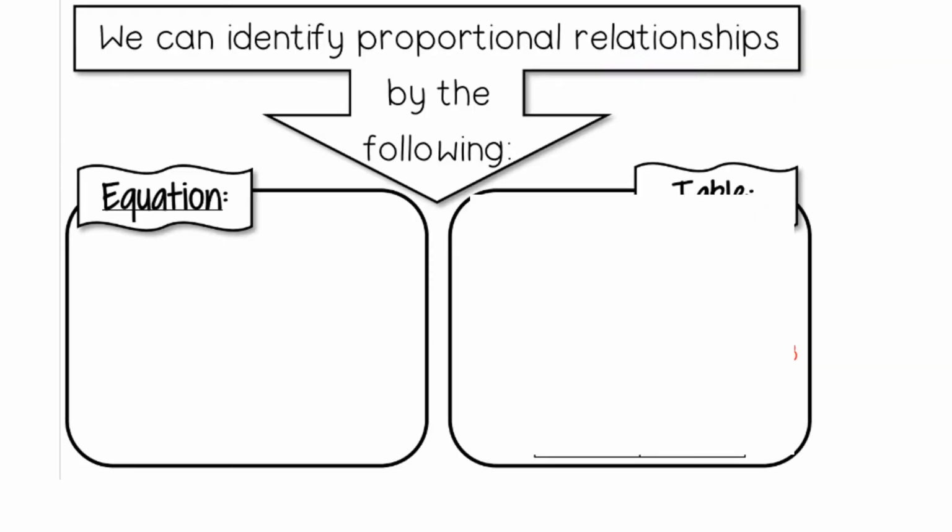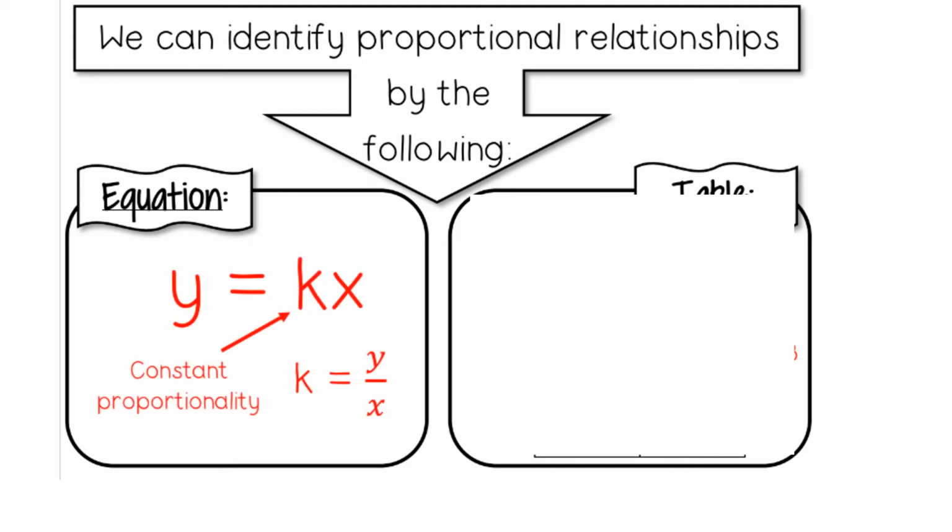And we have this. So we can identify proportional relationships by the following. We can see an equation, and that equation is of the form y equals kx, where that k is the constant of proportionality. And if we need to find k, then what we would do is we would divide our y value by our x value. And I'll show you that in a moment.